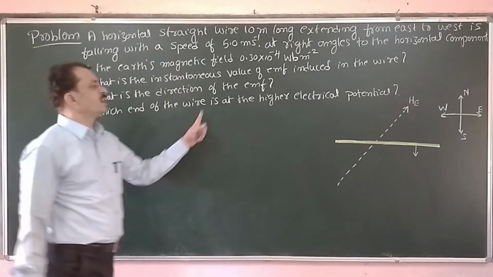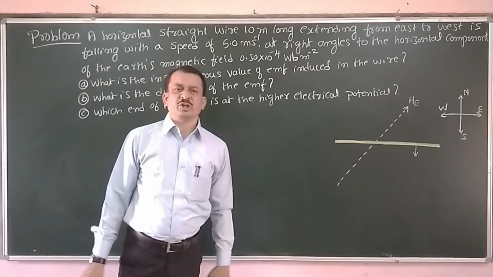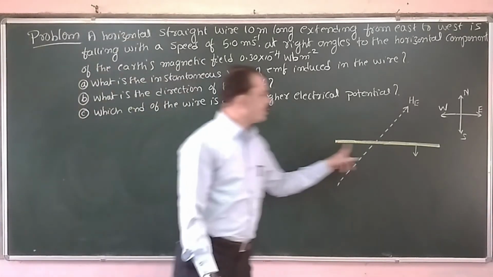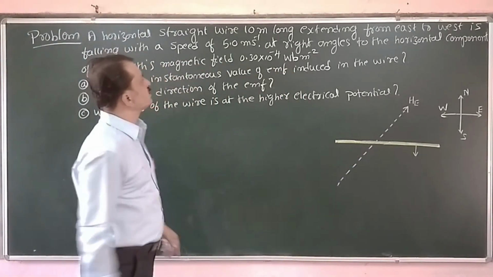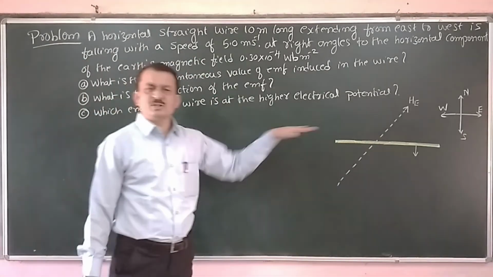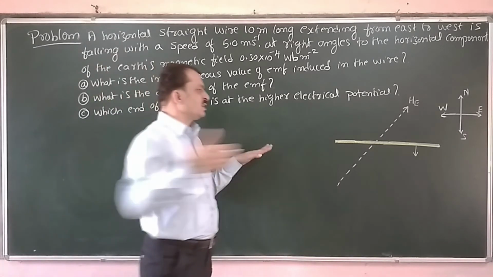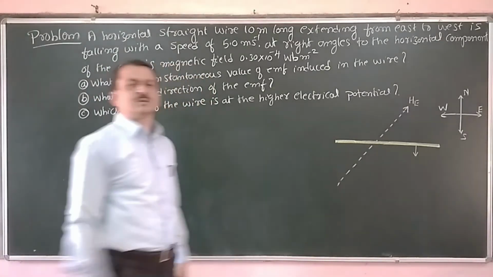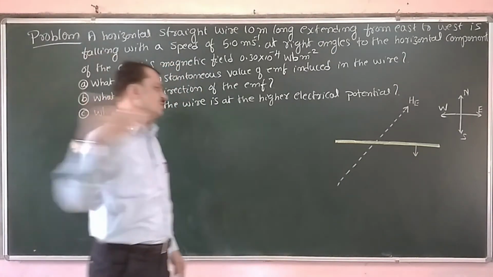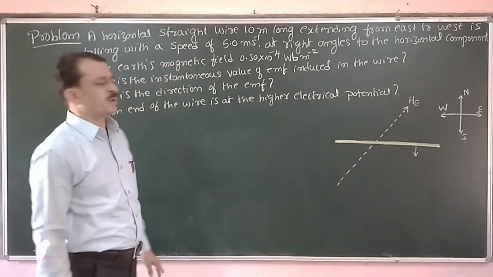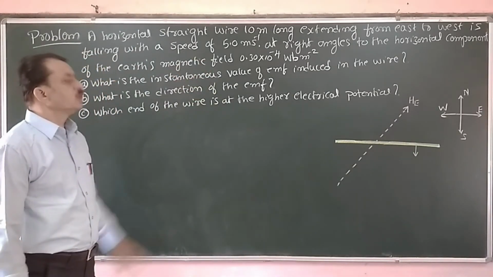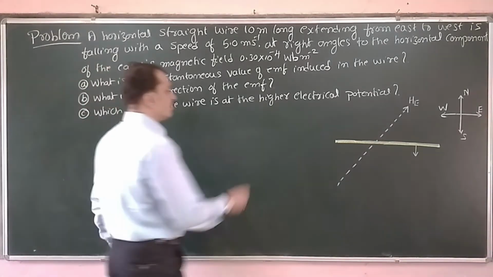And which end of the wire is at higher electrical potential? Now these three things we have to work out. Now we have a rod which is 10 meter long. It is falling. Now the rod is in the east-west direction and the magnetic field is in the north-south direction. Now here it is into the plane of the board. If you take that, the field is into the plane of the board and it is falling vertically downwards. Now what is the instantaneous value of the EMF?